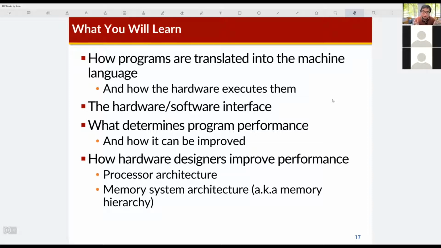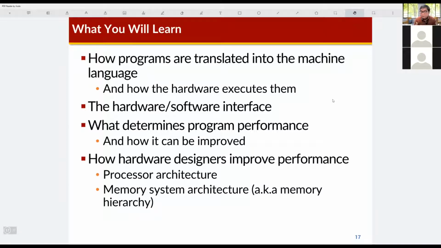Also, we will learn about the hardware and software interface. This is called the instruction set architecture. And then we will learn about the performance of computer systems. So this is also important. And I said the three important topics in this course are the instruction set architecture, pipelining, and memory hierarchy.